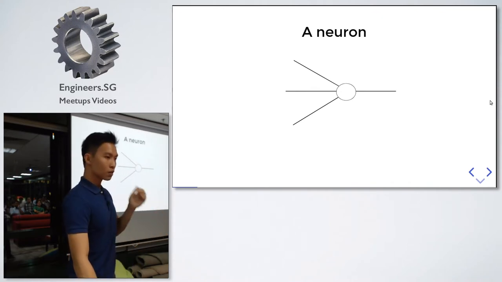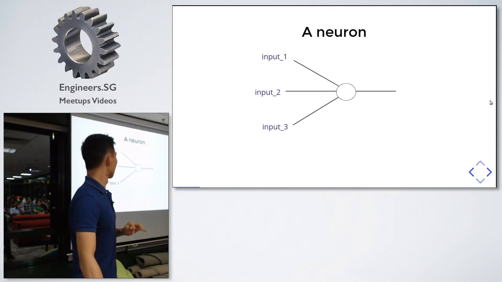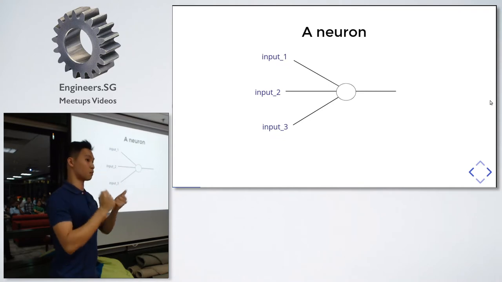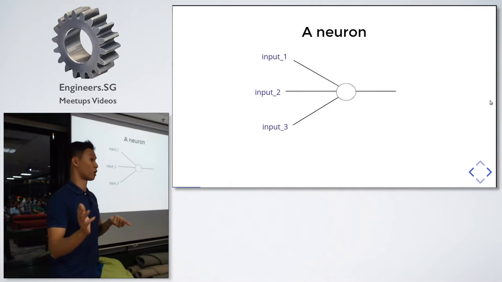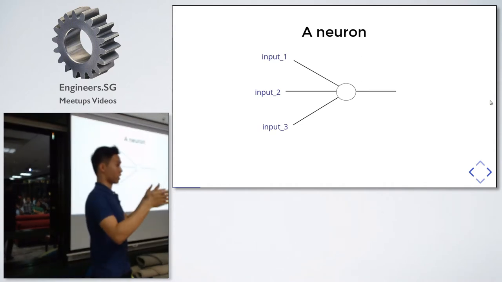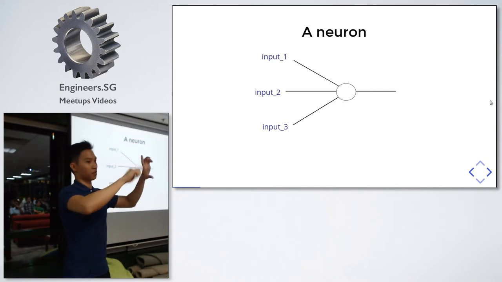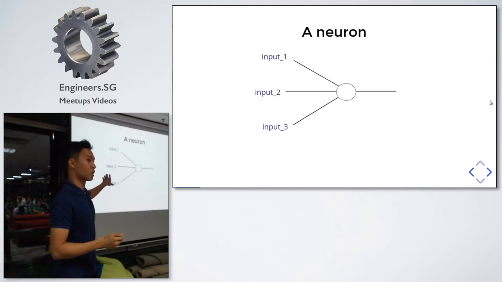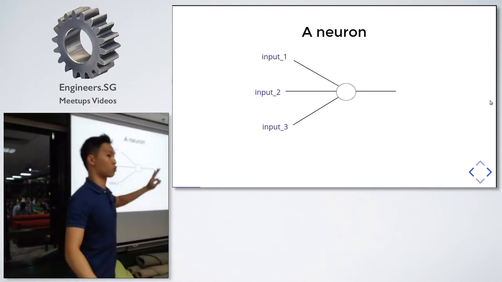In a neuron, you always have three parts. One is the input. This diagram shows a neuron that takes three inputs, but a neuron can take any number of inputs as long as it's one or more. In this case, for simplicity's sake, it's three inputs. Imagine an autonomous driving vehicle. You're taking in the image of the road, so all the pixels that you take in from the camera are all the inputs. In this case, it's a very simple neuron. You only take in three inputs.